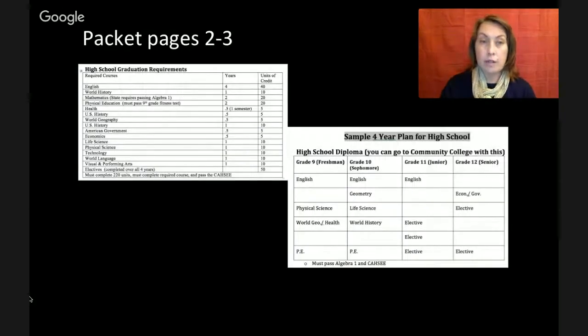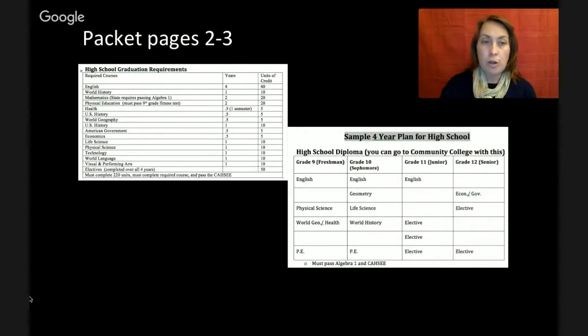Now, we're going to focus on packet pages 2 and 3. And first, we're going to use the top of each of those pages. So kind of lay out your packet so that the pages are next to each other. Don't fold page 2 back or else you're going to have to flip back and forth really fast. So just have them next to each other.